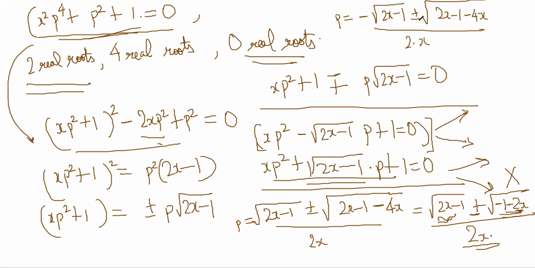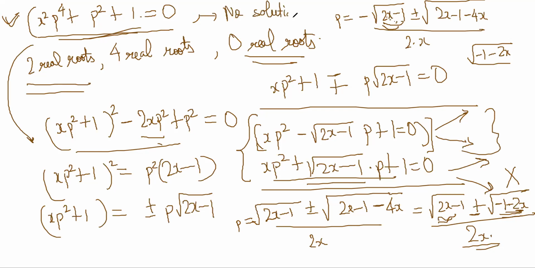So again, no roots are coming here. Because x has to be greater than half for this to be real, and if x is greater than half, this is negative. So we have proved now that no solutions are possible in any case from here. Only the first one is valid, right?